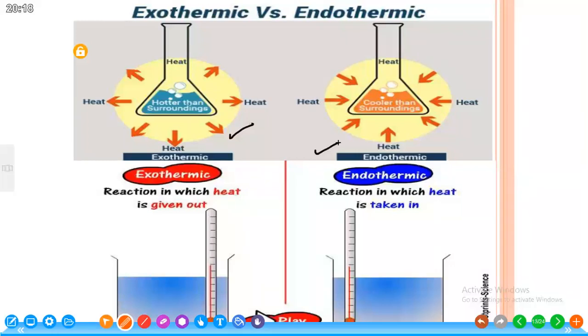We can feel it not only with our hands or skin, but we also use the thermometer. We use the thermometer in this manner and observe the meniscus level. The lower level is the cooler part, so it is called an endothermic reaction, and the upper part is called an exothermic reaction.